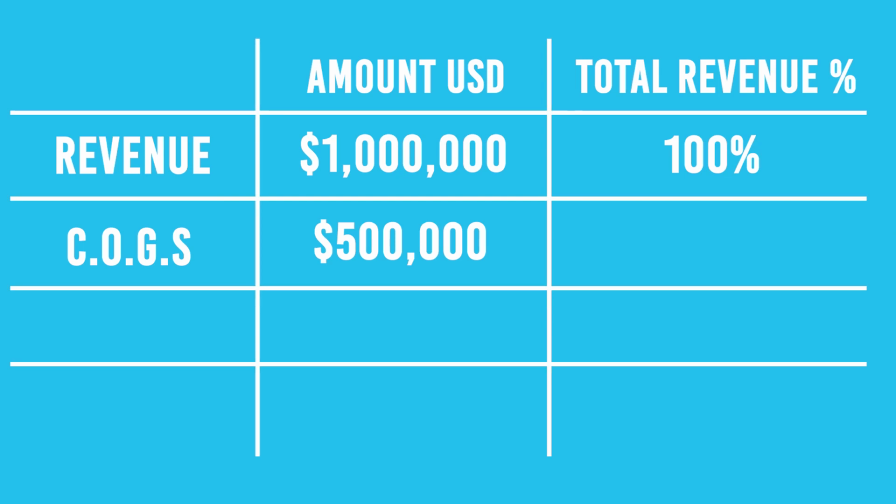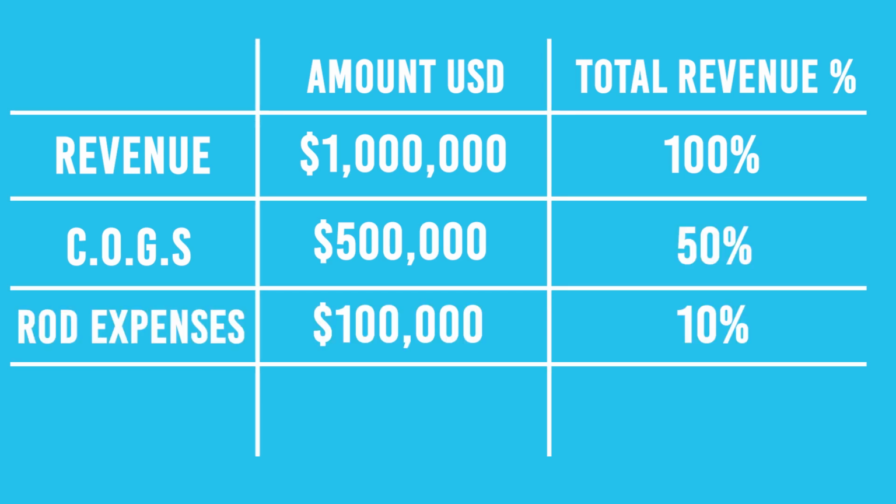So looking at Beer Co, our cost of goods sold was 50% of total revenue. And our research and development expense was 10% of total revenue. That means that for every dollar of revenue earned, 10 cents of it was spent on research and development.